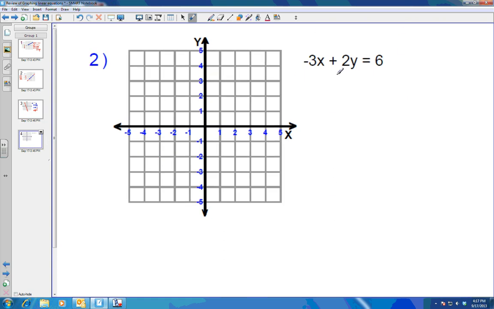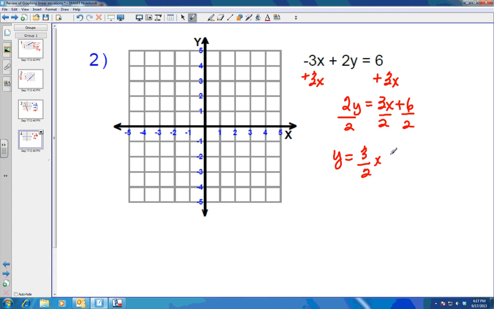Okay, I want this in slope-intercept form, so the first thing we're going to do is solve for y. So I have 2y equals 3x plus 6. Divide by 2, and when I divide by 2, I divide everything by 2. So I have y equals 3 over 2. It won't go evenly, so I leave it as an improper fraction, plus 6 over 2, which is 3.